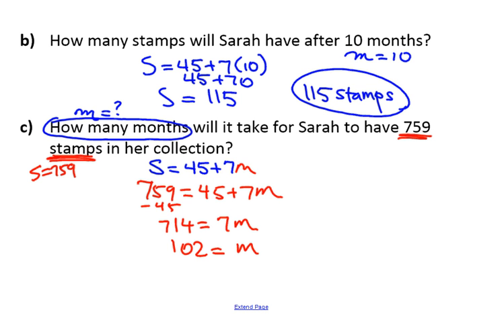What is 102? 102 is equal to M, and M stands for months. So 102 months is the answer to that question. It'll take 102 months to have 759 stamps. Okay, let's see, next.